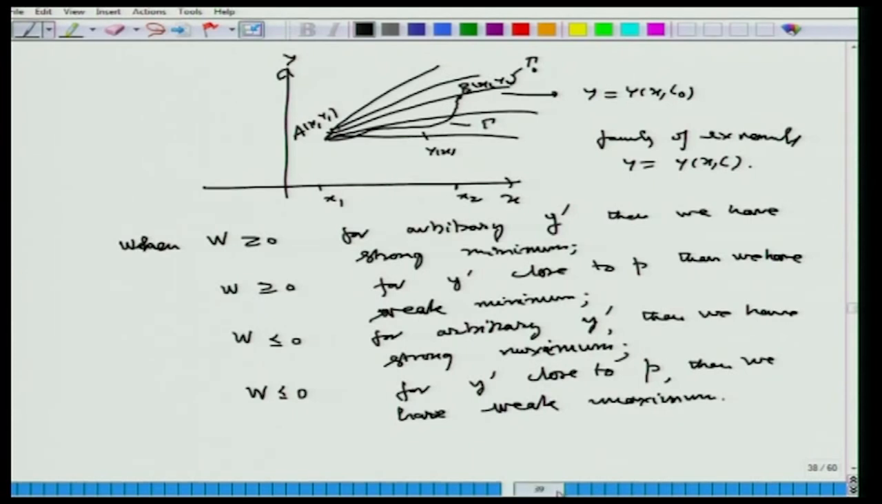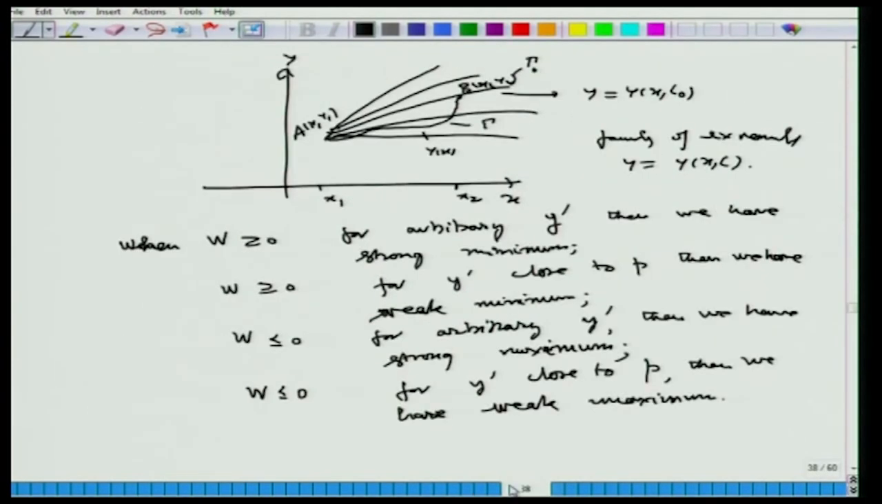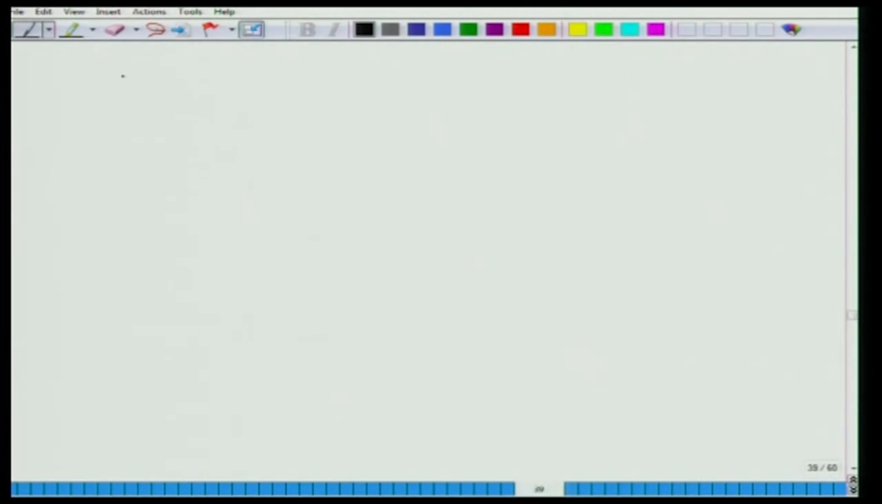And checking the sign of W in the various examples we had considered, like in this case we saw that this W expression comes out to be quite complicated, and checking its sign is not that easy. So, we look for a simple condition which would guarantee the same conclusion. We just see that if we use Taylor expansion here, W is f x y prime minus f x y p minus y prime minus p f p x y p.